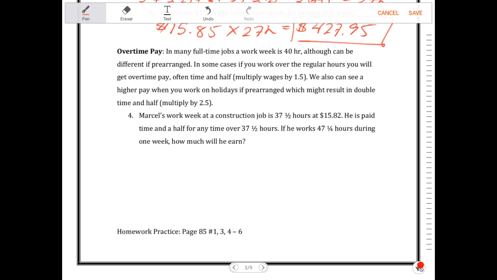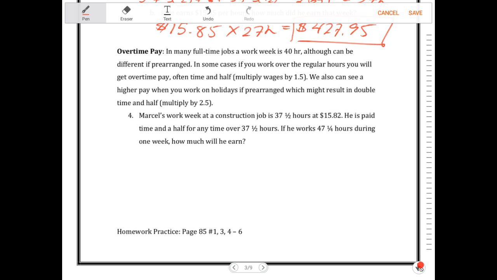It says in many full-time jobs, a work week is 40 hours a week. So essentially you have to work 40 hours. That's your regular schedule. That's what you get paid for. In some cases, if you work over the regular hours, you will get overtime pay, often time and a half, or 1.5. We also can see a higher pay when you work on holidays if prearranged, which might result in double time and a half. So there are different scenarios here, everybody.